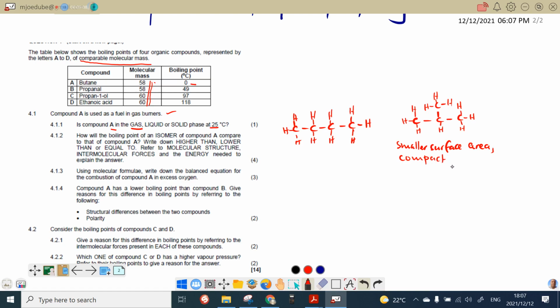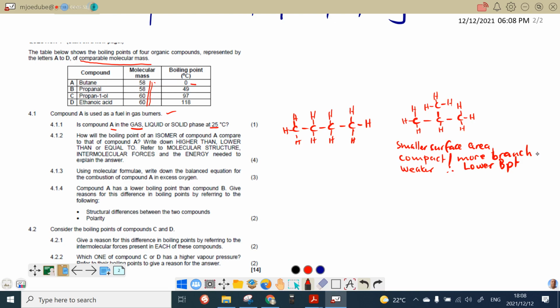And because it is more compact, the intermolecular forces are going to be weaker in this molecule, and therefore you should expect it to have a lower boiling point than your butane. So it should be a lower boiling point than the butane. And these are the reasons that we are explaining. It is more branched, so it's compact. Once it has branches, it has a smaller surface area.